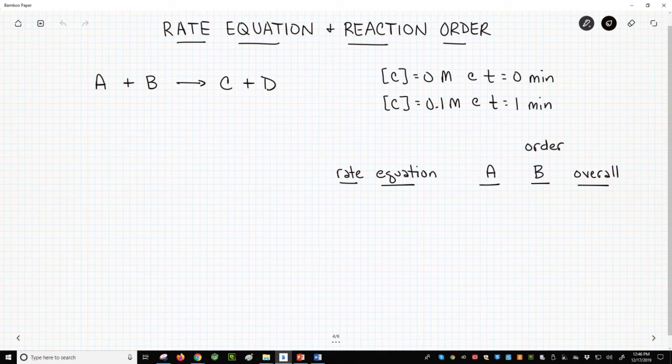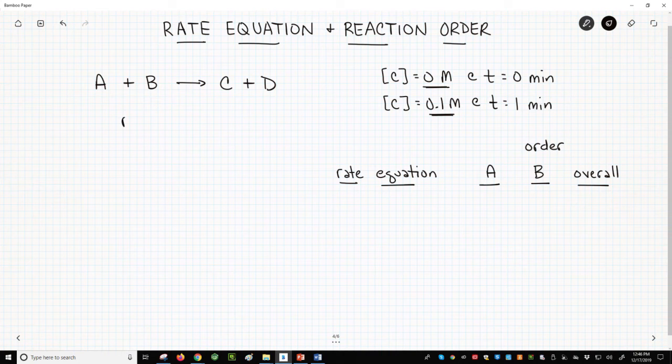Well, we might measure the rate of consumption of A or B, that is the change in the concentration of A over the change in time. Similarly, we might measure the rate of creation of C or D. We have some mock data in the upper right. In 1 minute, the concentration of C went from 0 molar up to 0.1 molar.